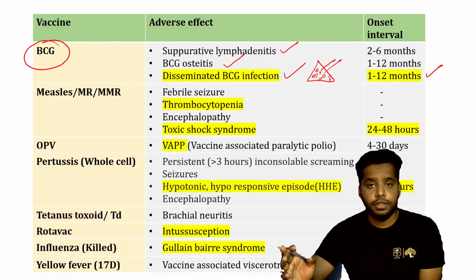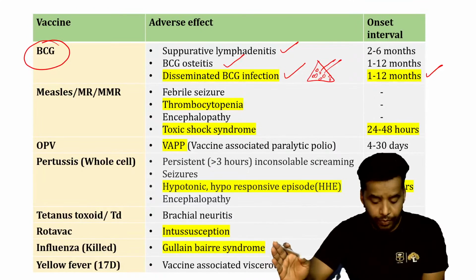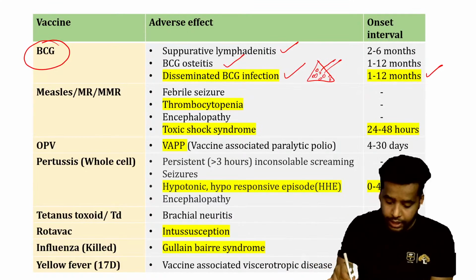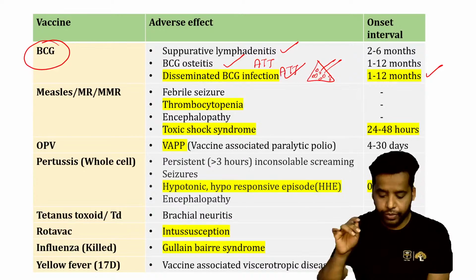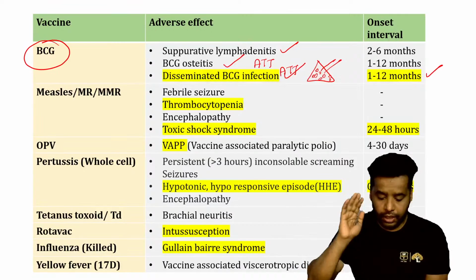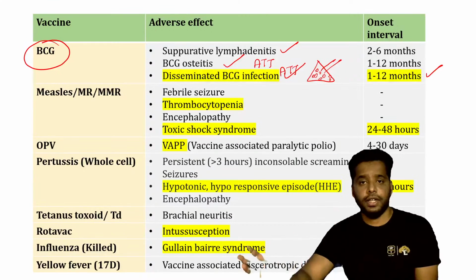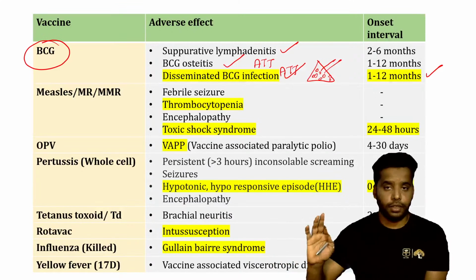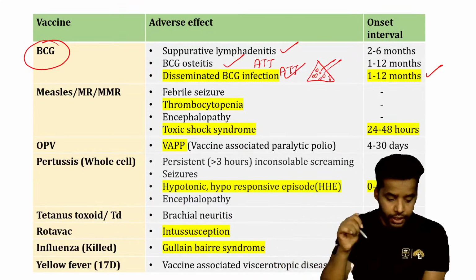If they are asking, it is between 1 to 12 months. Out of three side effects in which we have to start ATT, anti-tubercular therapy has to be given in the second and third side effect, but systemic ATT is not necessary in suppurative lymphadenitis.